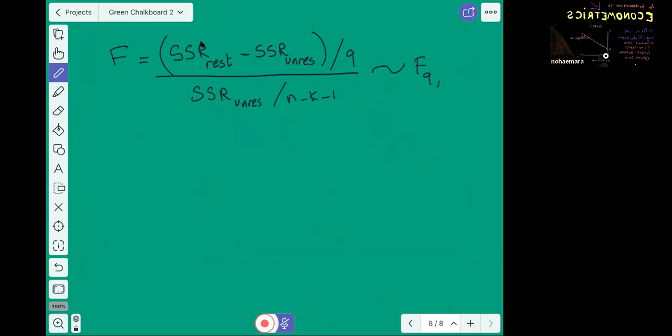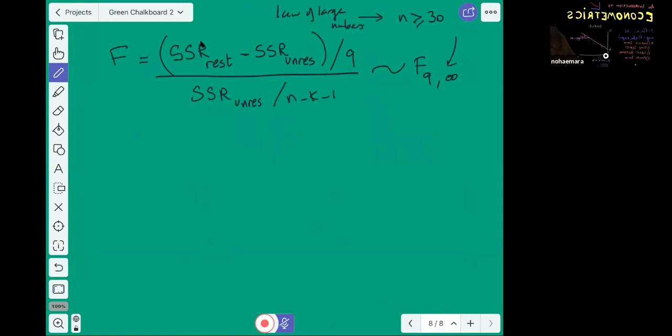And again, it has an F distribution with Q, you can call it Q infinity, degrees of freedom, assuming that I have a sample size that is equal to 30 or more. So it's a large sample. And if I have a large sample, I can use the law of large numbers, and I can approximate this distribution.